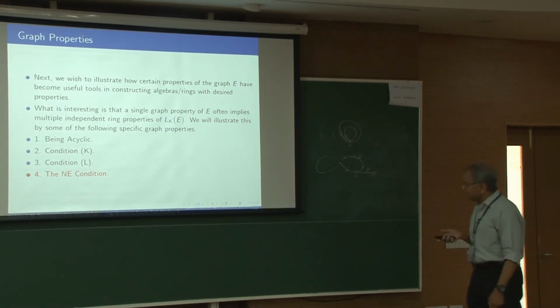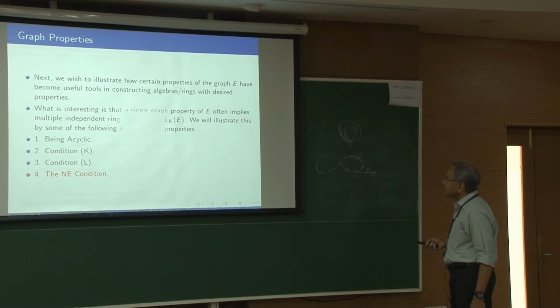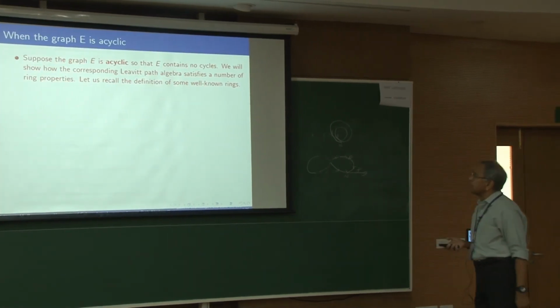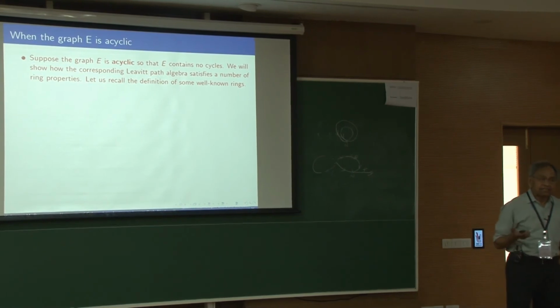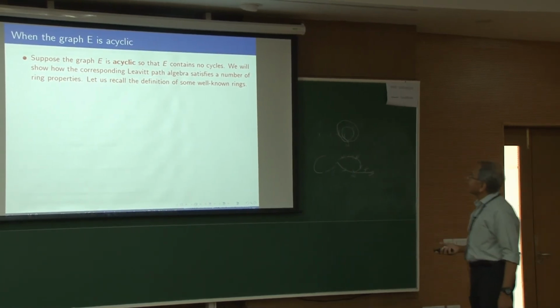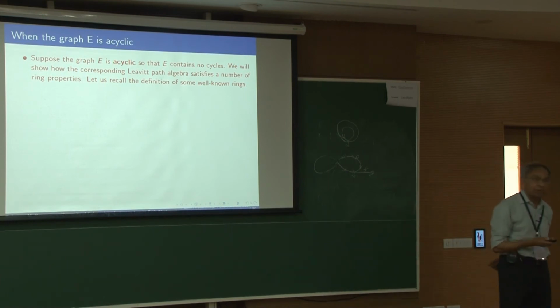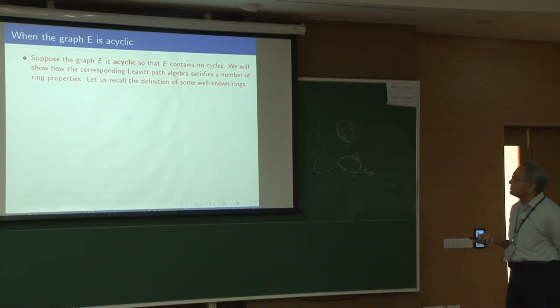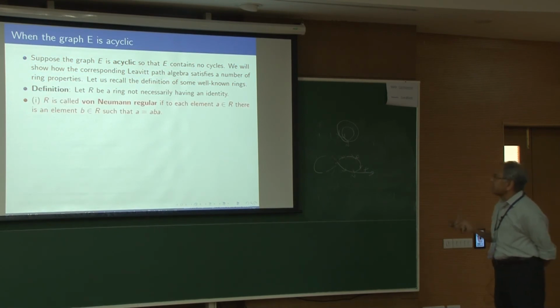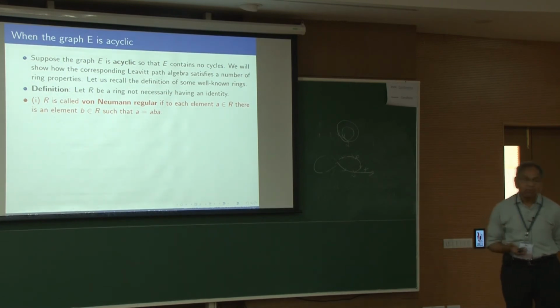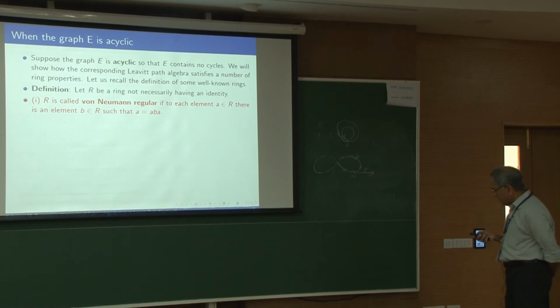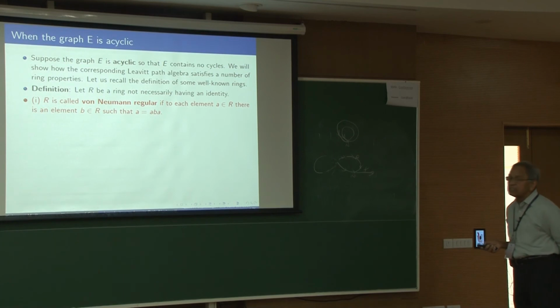Let me start with the first property: suppose the graph is acyclic, meaning there are no cycles in the graph. I will show how the Leavitt path algebra satisfies certain ring properties. Let me first quickly remind you of some ring properties. Many of you may know this already. Suppose the ring has an identity. We say it is von Neumann regular if, given any element A, there is an element B so that A equals A times B times A.